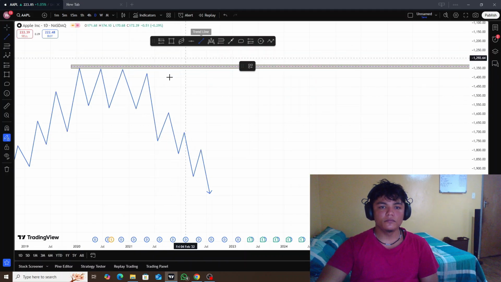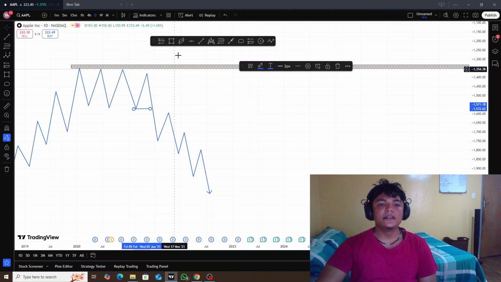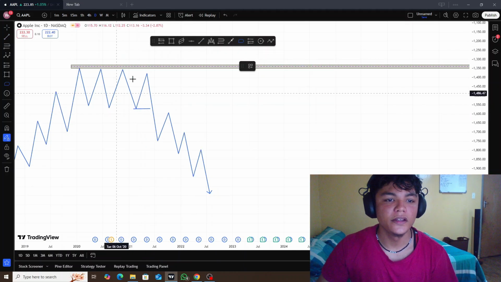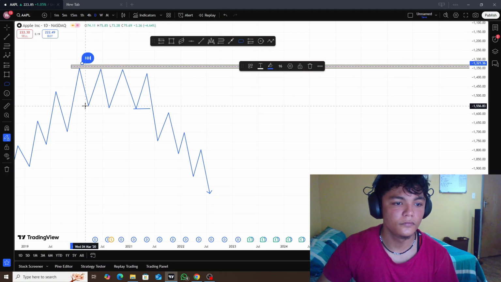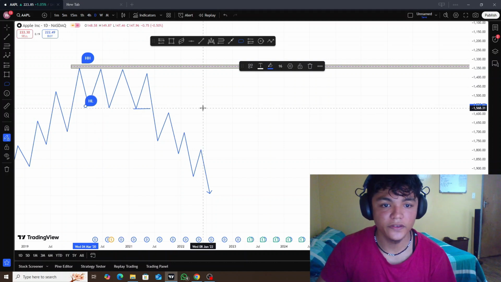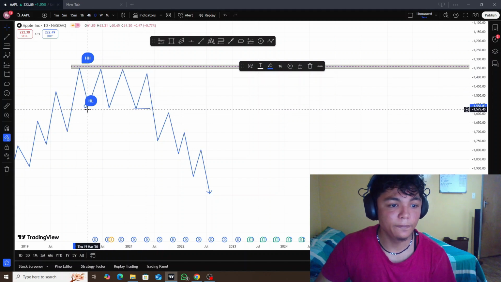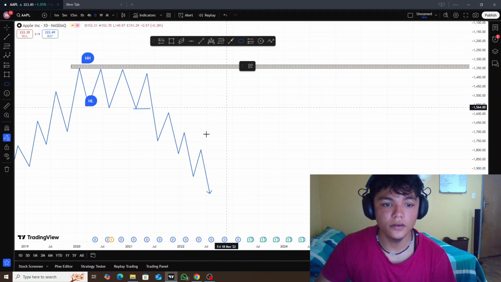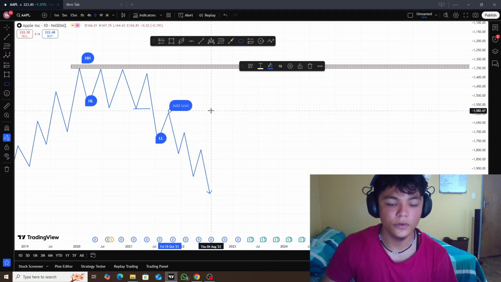I know that it's because the market created a new structure. Say this is the higher high. This is the higher low. This is the range. Now it came down and it broke the higher low. It broke the higher low, and now this is the lower low, and this would be the higher low.